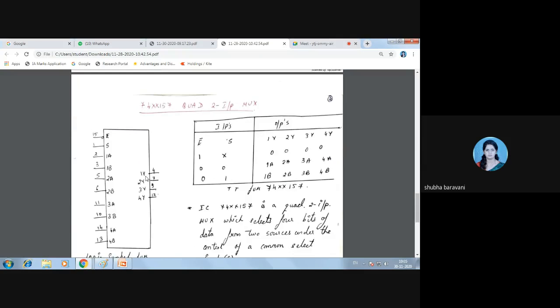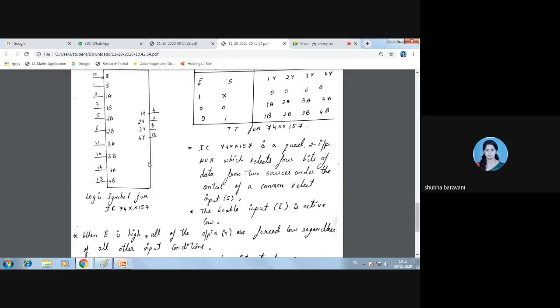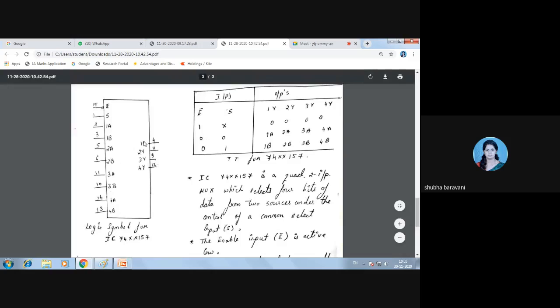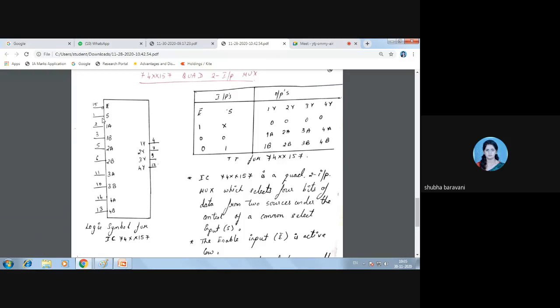So quad means 4. It means it will have 4 outputs: 1Y, 2Y, 3Y, 4Y. Now the major inputs are enable and select. Major care has to be taken for the enable and select line. There will be only one select line for the 74157 IC.